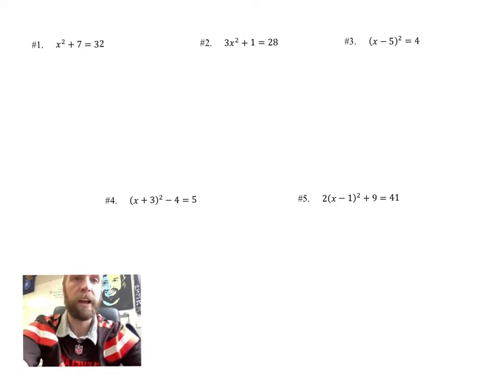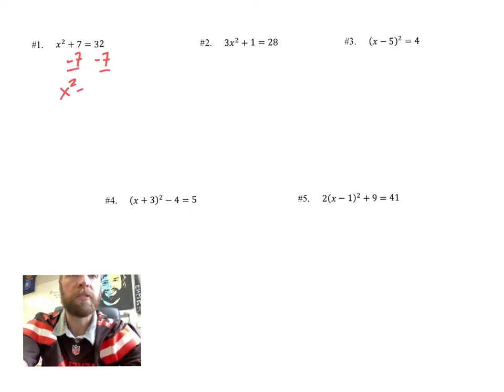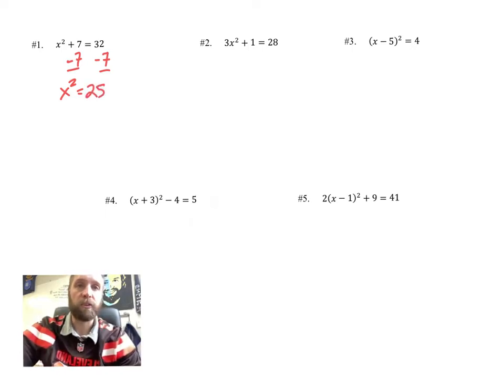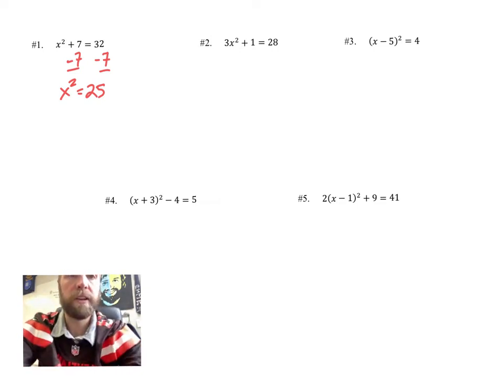So it's just using algebra, and we're going to do what we know how to do, which is to undo. We're going to go ahead and subtract the 7 from both sides. That gives me x squared equal to 25. There's two x's that can square to get to a positive number. Either it can be a positive times a positive, or it can be a negative times a negative. So we're going to go ahead and take the square root of both sides.